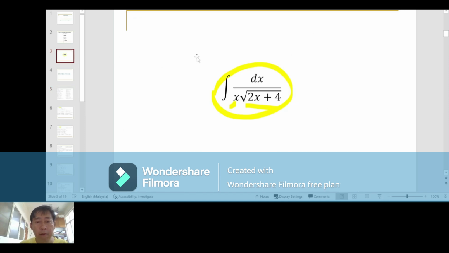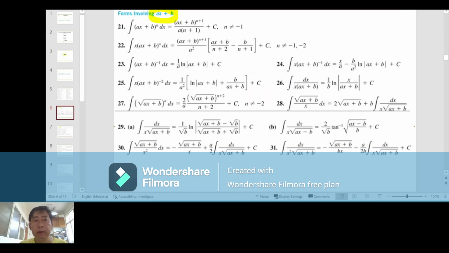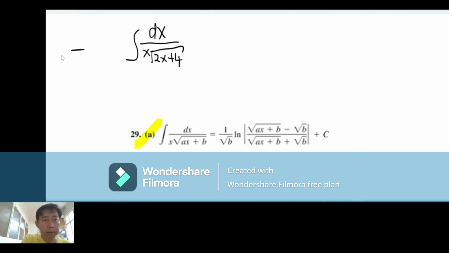We are looking for an integrand that has a function with a form of ax plus b. We will be looking at the integral table again, that is meant for functions that involve a form of ax plus b. Here it is. Item 29a is the integral table entry that will suit the function we are integrating. This is the function we want to integrate.